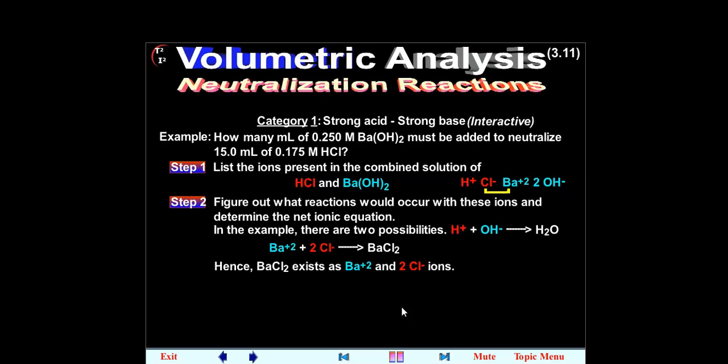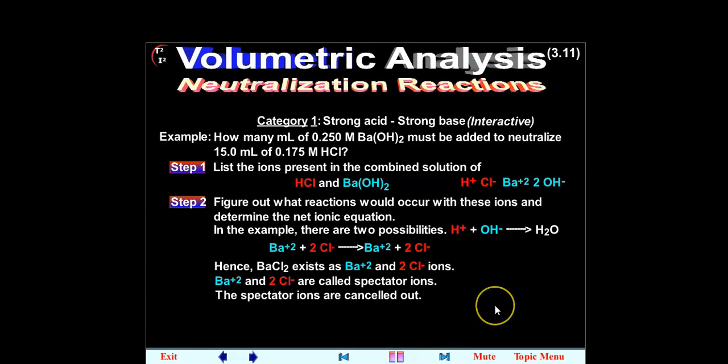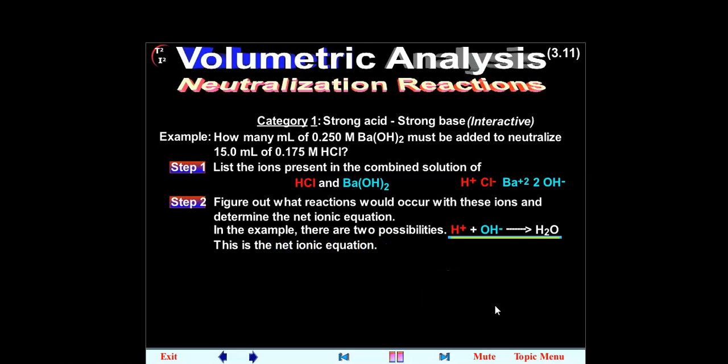Hence, BaCl2 exists as Ba plus 2 aqueous and 2 Cl minus aqueous ions. Ba plus 2 and Cl minus are called spectator ions. The spectator ions are canceled out. This is the net ionic equation.